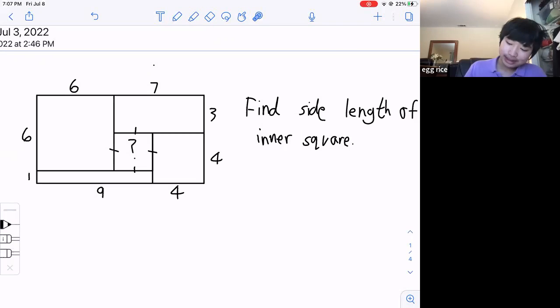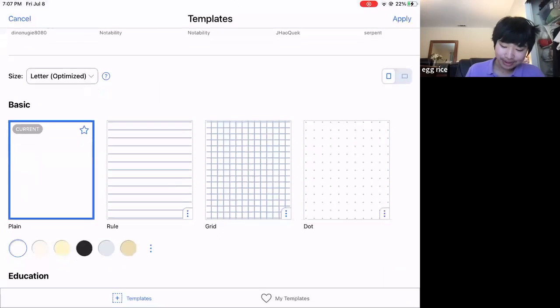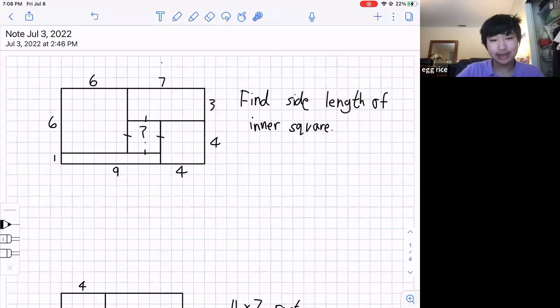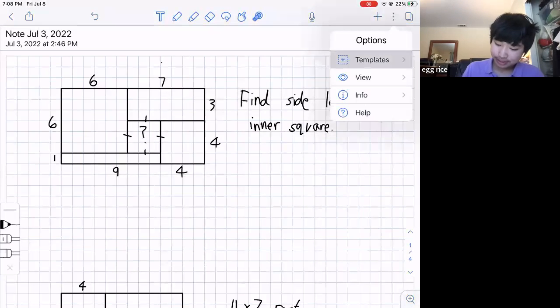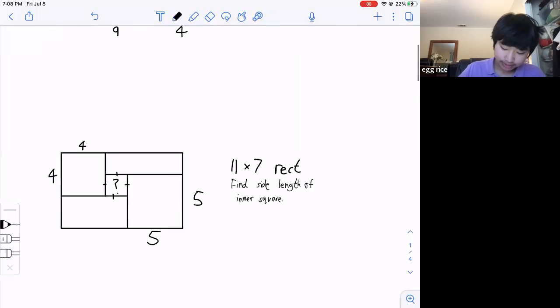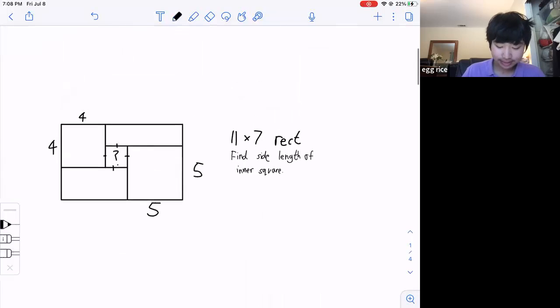Just to confirm, I can change it to grid. So we can see that this inner length right here is indeed 3 grids, sort of squares, long, right? Make sense? Now let's move on to this next one.